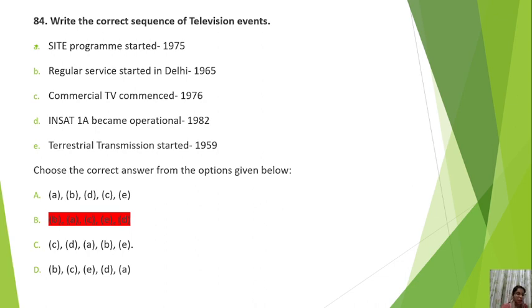Okay, I have highlighted this as red because the NCERT has given the wrong chronology. It has given the answer in our Gupta book. The answer is given as B. But when I search the internet, the years of these events are these, and the options are not arranged according to these events. But the correct sequence would be terrestrial transmission started, then regular service started, then SITE program started, then commercial TV commenced, and then INSAT 1A became operational.